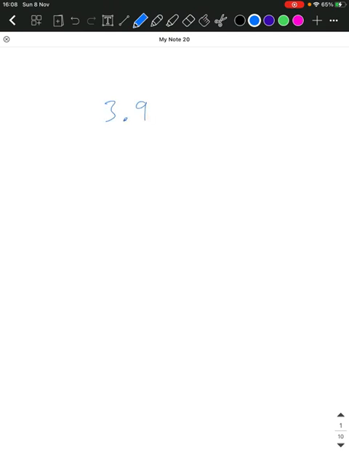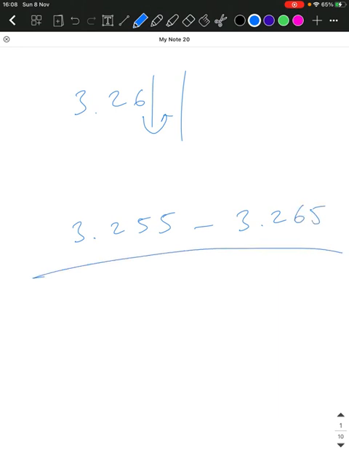If we had 3.9, for example, we look at the next column and go 5 up and 5 down. In other words, we could have 3.85 to 3.95. That's the limits of accuracy. I'll do one more. If we had 3.26, we would go to the next column and go 5 down, so that'd be 3.255. And we go 5 up, so 3.265. That's the limits of accuracy.